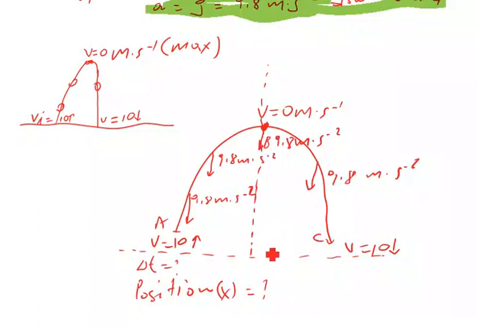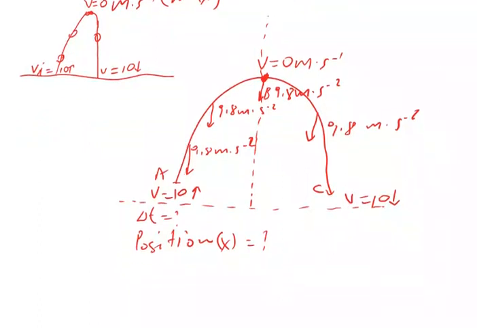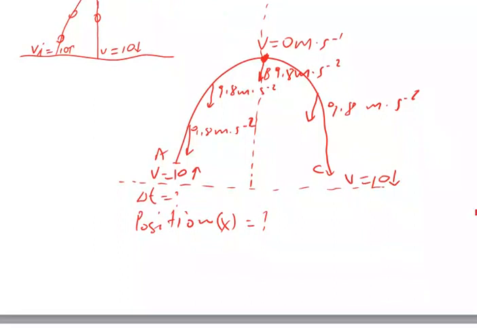Now what we are going to use when we calculate the time, the velocity, and the position are the equations of motion that you have studied from grade 10. We have about 4 equations of motion. Number 1 is the final velocity equals the initial velocity plus a delta t.